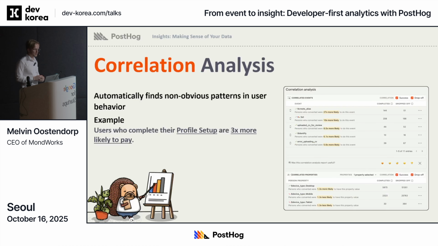And the last one is the highlighting one: advanced insight. PostHog offers correlation analysis, which automatically finds non-obvious patterns in your data. So instead of guessing what drives retention, the tool will analyze it for you. For example, users who complete their profile setups are 3 times more likely to pay. Those correlations are gold. They often highlight hidden user behavior that you can immediately turn into a list of opportunities.